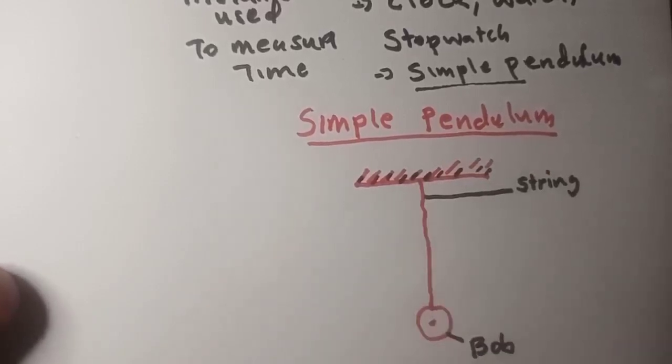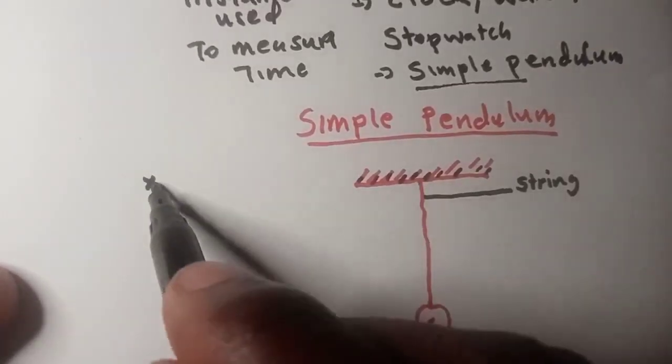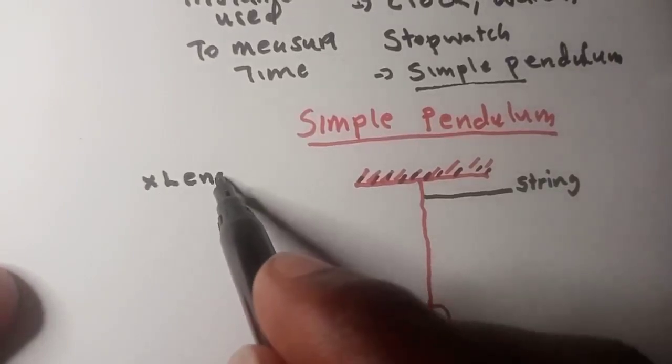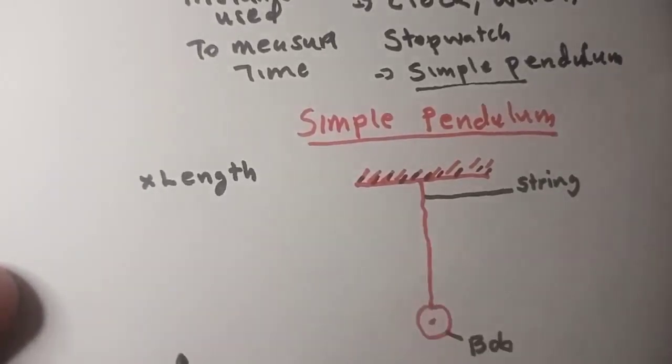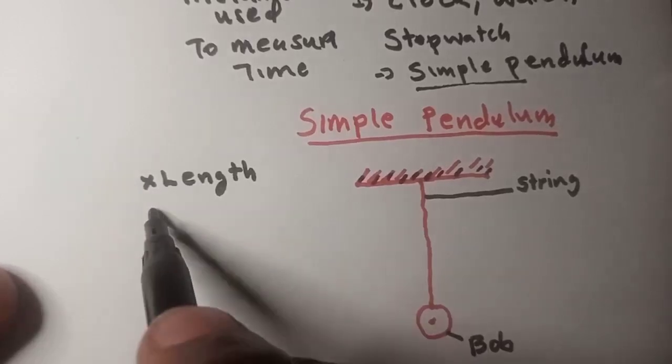Now the most important thing to note is that we measure the length. There are two things: the length and the mass of this bob.